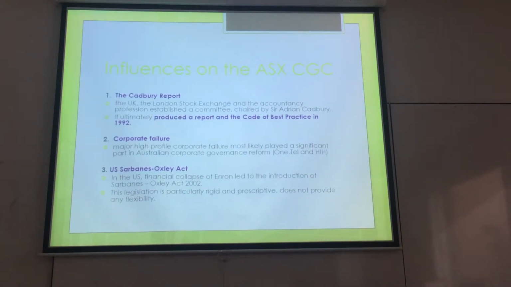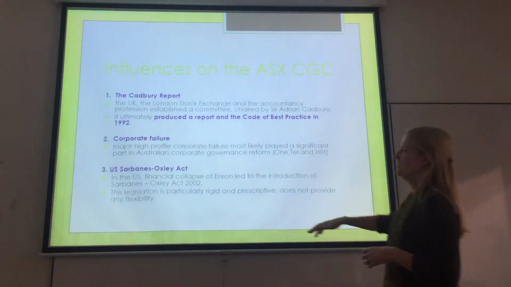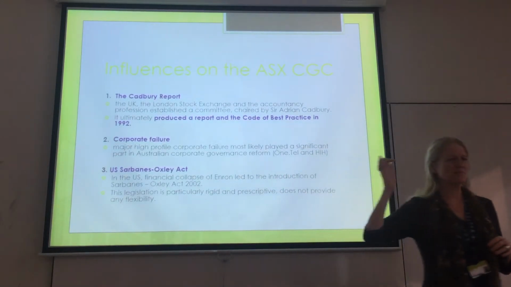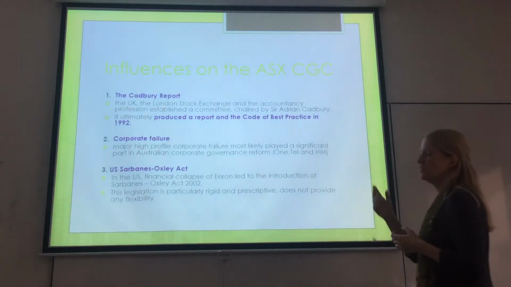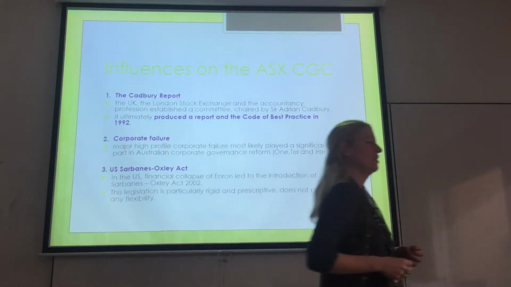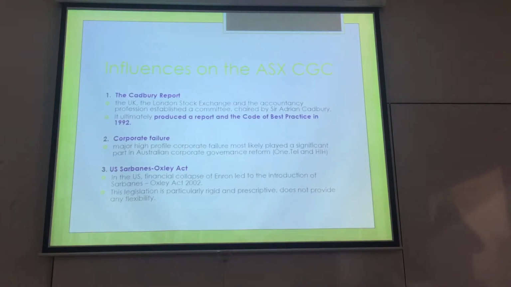Influences on the ASX Corporate Governance Guidelines. What is influencing the Australian Corporate Governance Guidelines? Basically, American, the Sarbanes-Oxley Act. Do you do that in auditing? Sarbanes-Oxley. Things like the Cadbury Report, which is in the UK. So a lot of UK reports, and obviously the OECD.